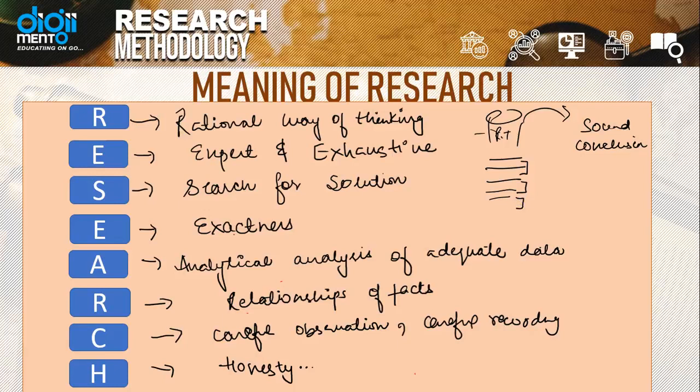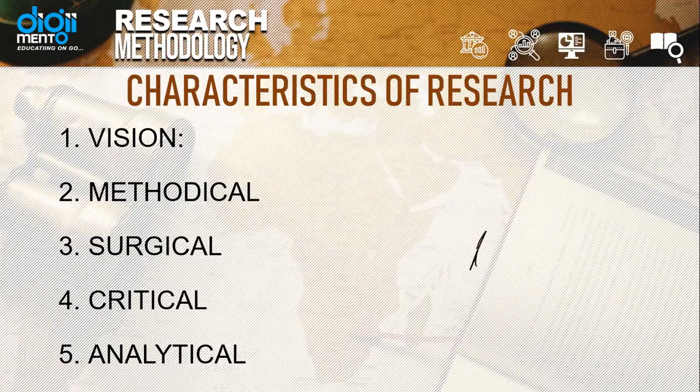Now the next one is C. C is careful observation, critical careful recording, or you can say constructive. You should have a very constructive aptitude in the whole research. And the next one is H. This is honesty. Honesty should be there in any kind of research. In very simple words, research is a scientific and systematic search for appropriate information on a specific topic you choose. Very simple.